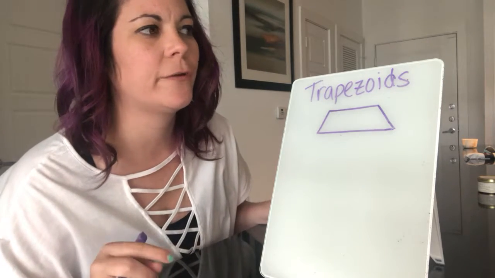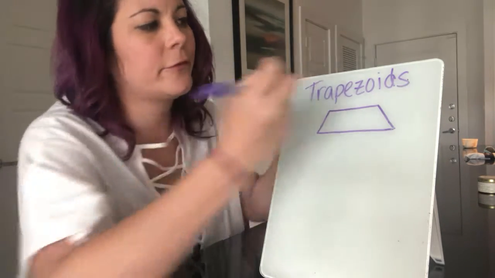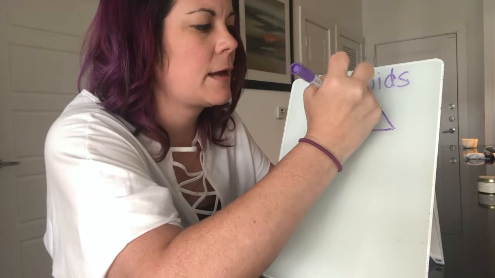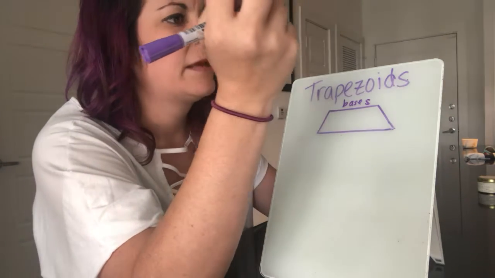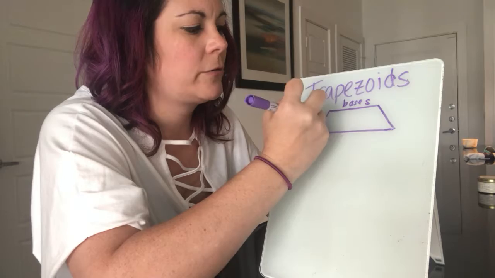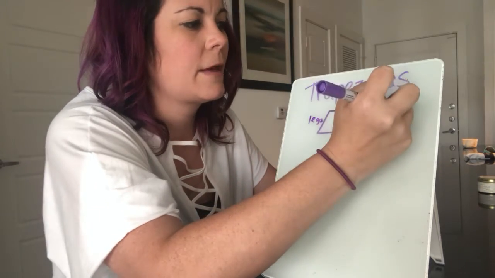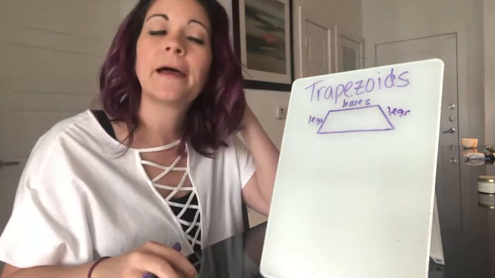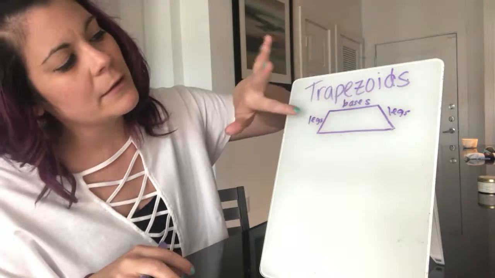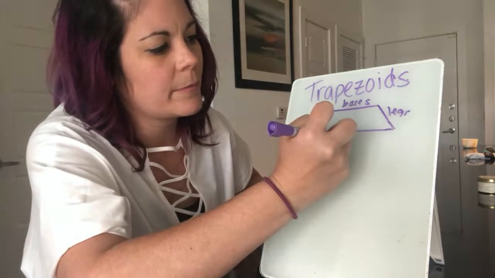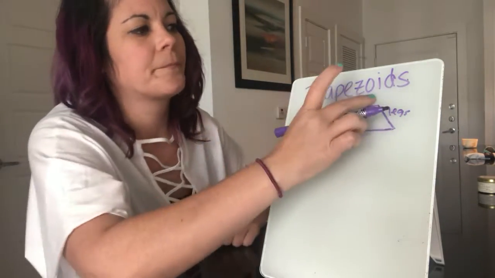So it cannot have more than one. And then also the parallel sides are called bases. So these are called bases, B-A-S-E-S. And the non-parallel sides are what you call legs. Where have we seen that before? On a right triangle, it has legs. So the bases and then the legs. So this is a base too.